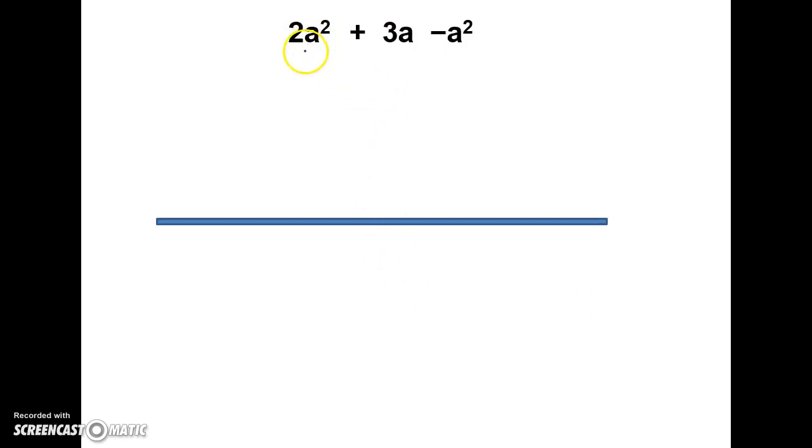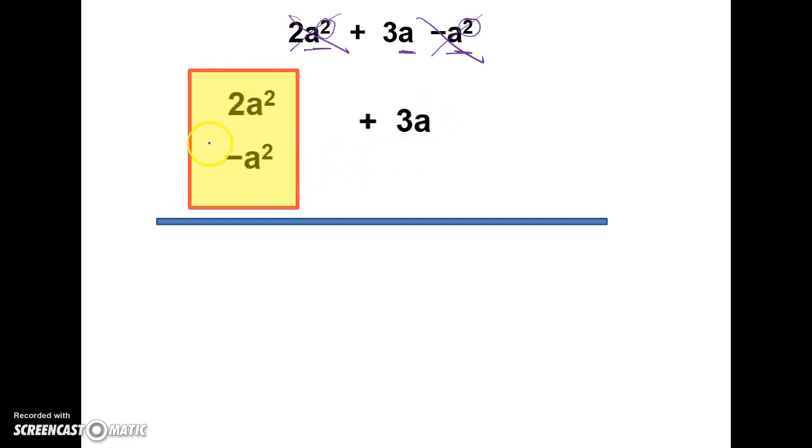So I have some a's. All right, again, I'm going to start with the highest degree. So let's group these together. 2a squared, negative a squared. So those are done. 3a. Okay. Now, a lot of students say, well, what do I do?